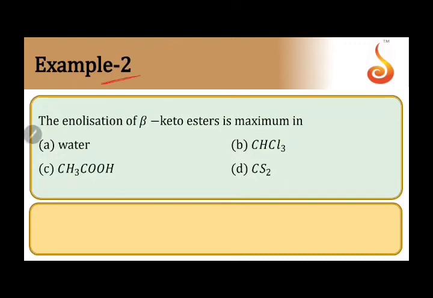Example 2. The enolization of beta keto esters is maximum in water, chloroform, acetic acid or CS2, carbon disulfide. Let's write the structure of beta keto ester. First, let's write an ester formula, C double bond O, and then we have an oxygen followed by an alkyl or an aryl group.